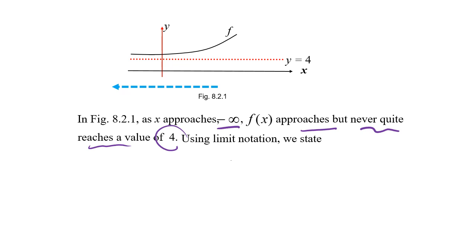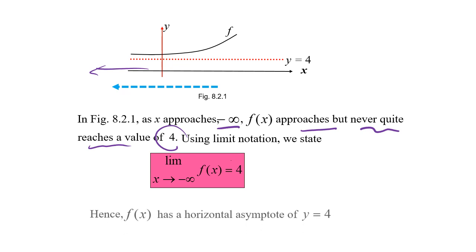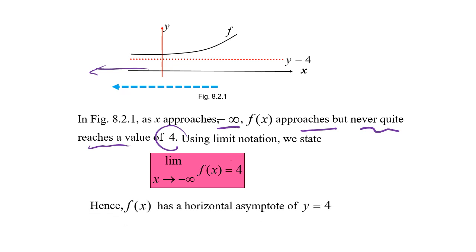So using limit notation, we state the limit of f(x) as x approaches negative infinity, going to the left of the x-axis, equal to 4. It's approaching only, not touching. Hence, f(x) has a horizontal asymptote at y equal to 4.